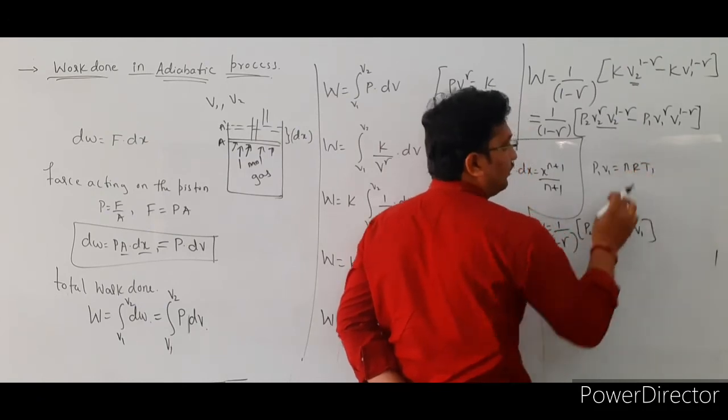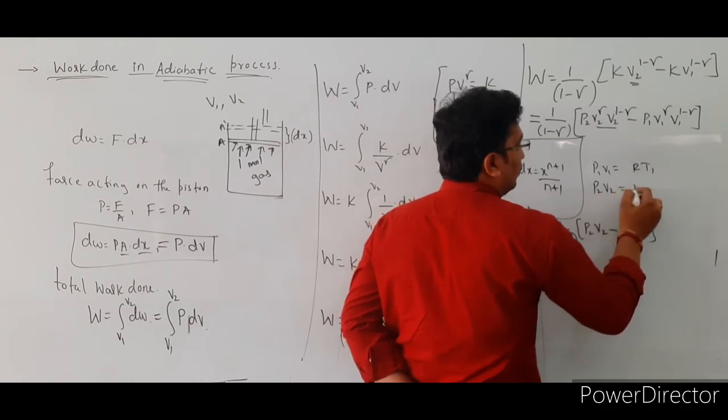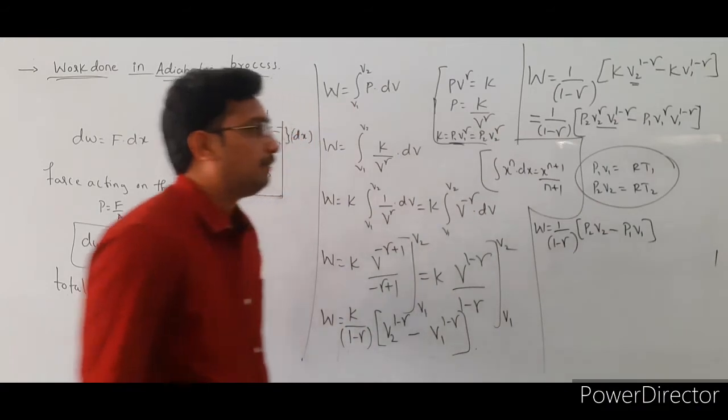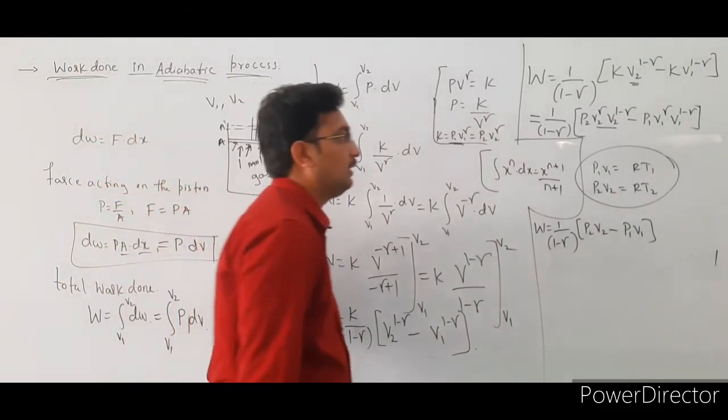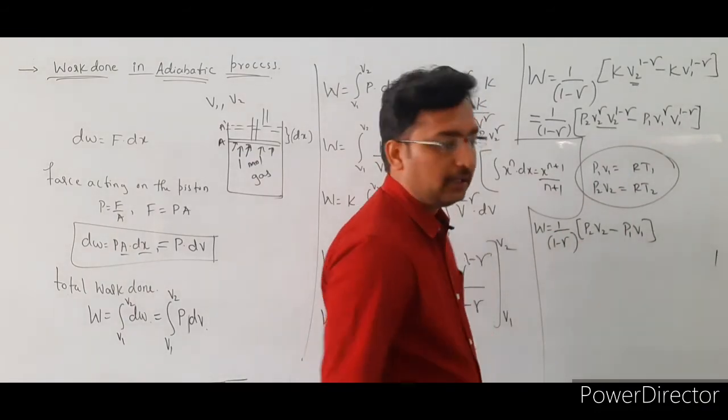Already we know the ideal gas equation, that is P1 V1 is equal to nRT1. nRT1, for 1 mole of a gas, means n is equal to 1. Then P2 V2 is equal to RT2, right? So this is from the ideal gas equation, that is P1 V1 is equal to RT1, P2 V2 is equal to RT2.